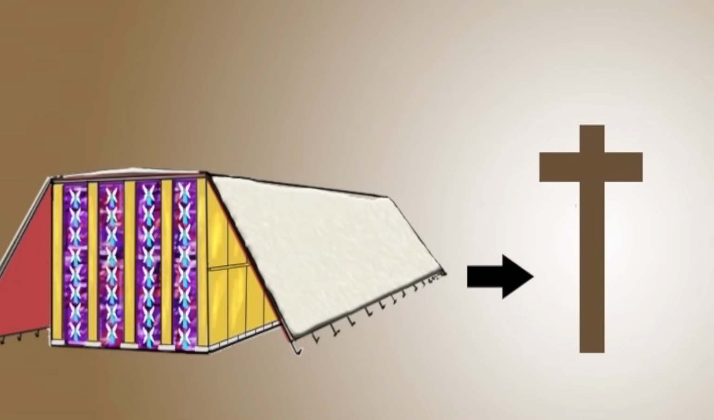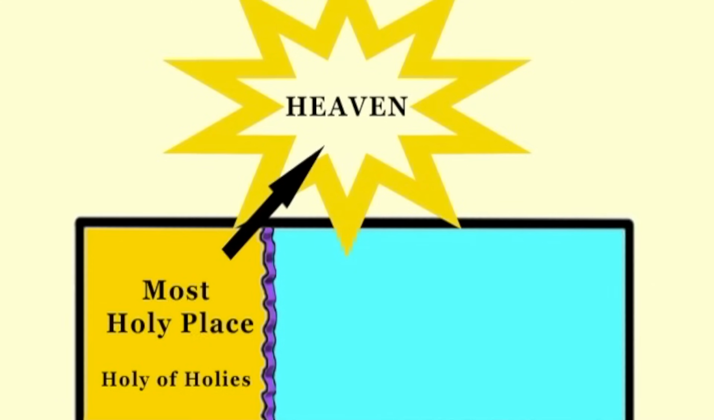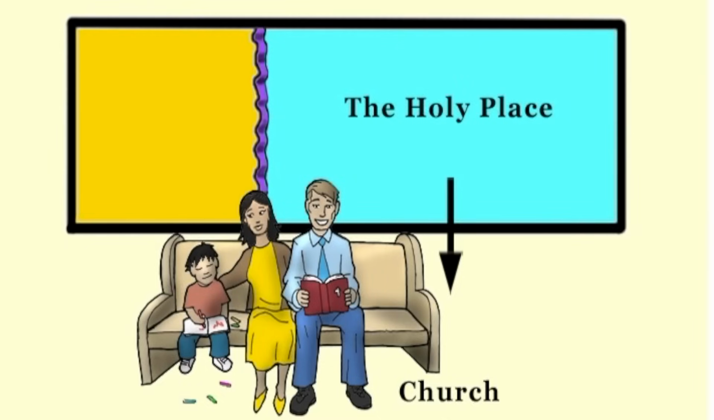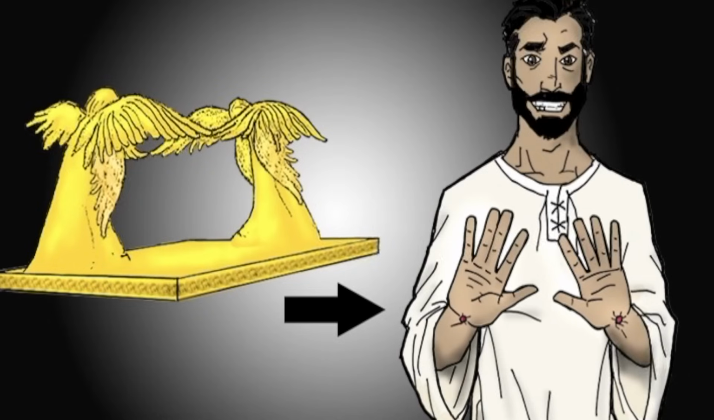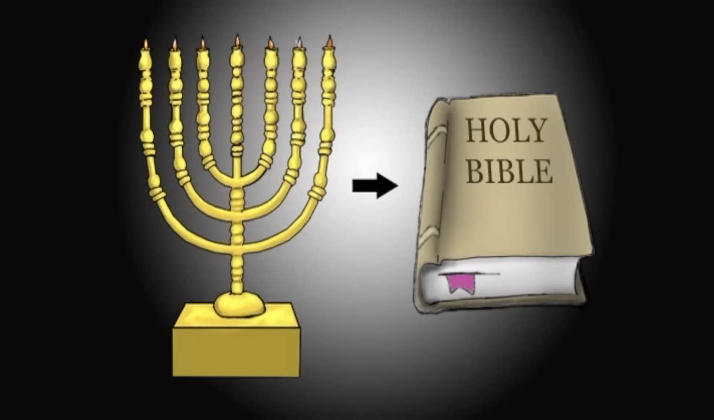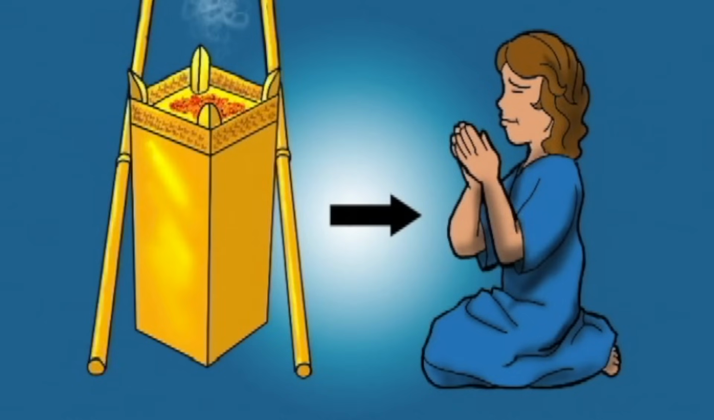God used the tabernacle and its furnishings to give us an example of the Christian religion. The Holy of Holies represented heaven. The holy place represented the church. The mercy seat represented Christ, our place of mercy. The lampstand represented the light of the gospel. The incense was like the prayers of Christians.